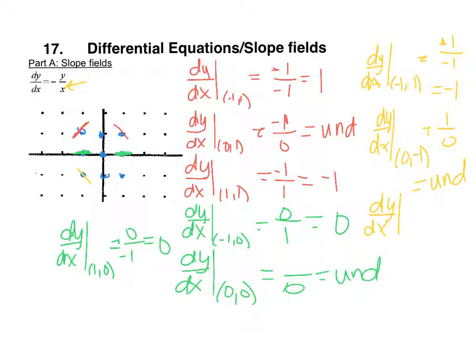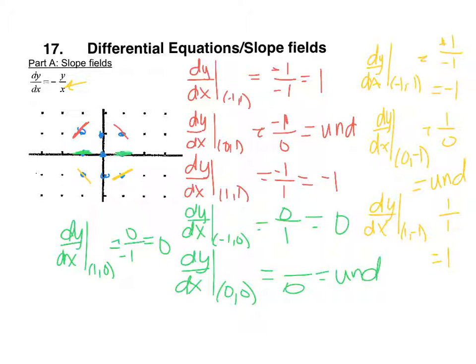And then my dy/dx, when I have the point (1, negative 1), my y is negative 1, so I have negative 1 times the negative is a positive 1 over 1. That gives me a slope of 1. Now I did all points that involved 1, 0, and negative 1, so that's why my slopes are all 1, 0, negative 1, or undefined.